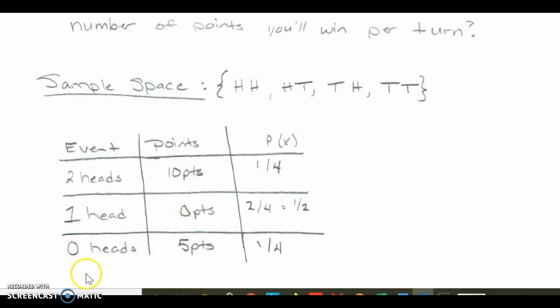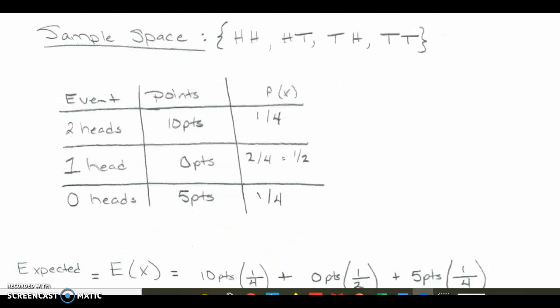How about the last event, 0 heads? If you flip 0 heads, you receive 5 points. Looking back at our sample space, that one has a head, that one has a head, that one has a head. So only 1 time out of the 4 gives me 0 heads, and I get 5 points for that. So I have the value, and now I have the probability for each of those events. Let's put it all together.